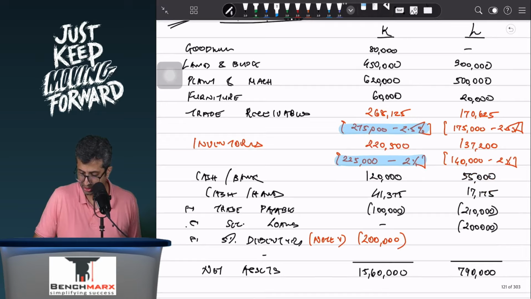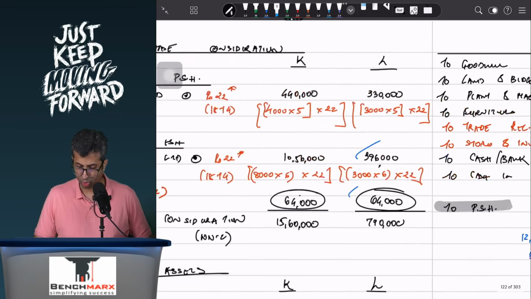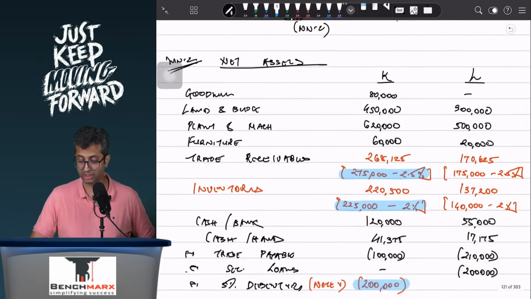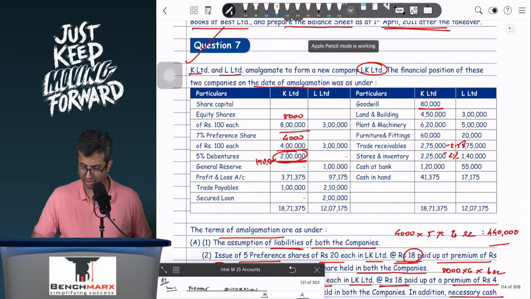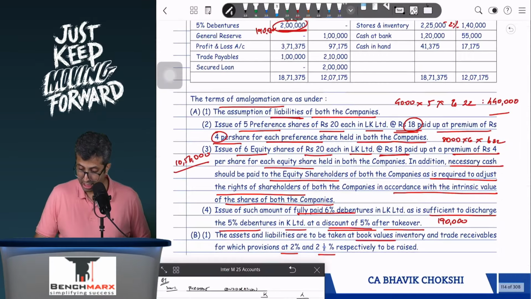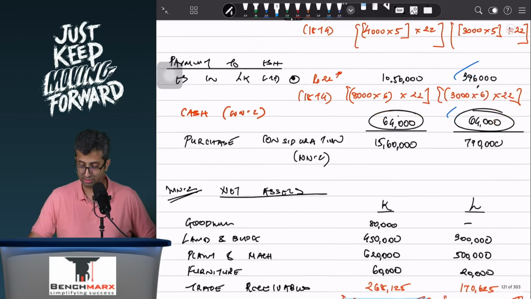2.5%, 2%. Acha, here they have taken 2 lakhs entirely, note 1. Maybe you've written a note over here that we are assuming that these shares are issued at a 10% discount. But in my opinion, an alternative solution and presentation is very much possible. Let us see how it is written. Issue such amount of fully paid 6% debentures in LK as is sufficient to discharge the 5% debentures in K at a discount of 5% after takeover. So one can say that this is 2 lakhs minus 1,90,000 or 2 lakhs entirely.